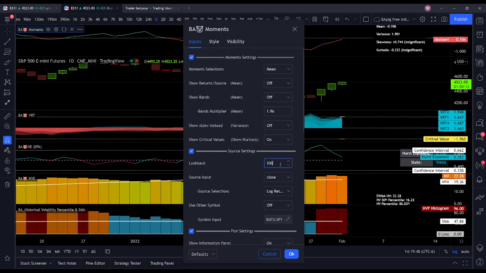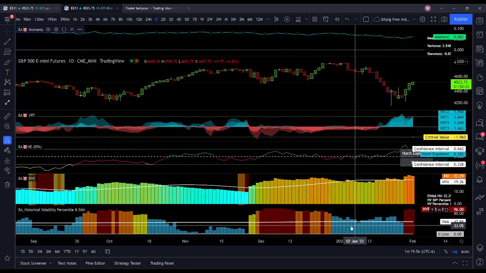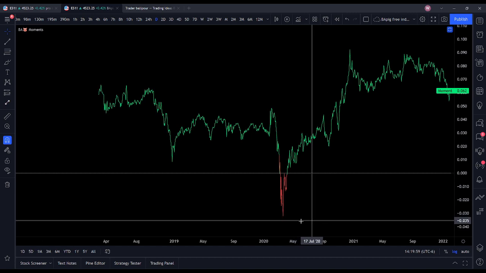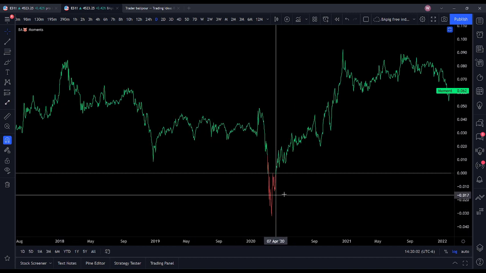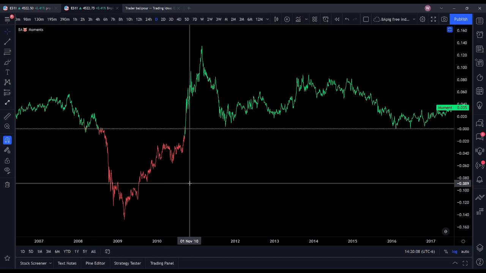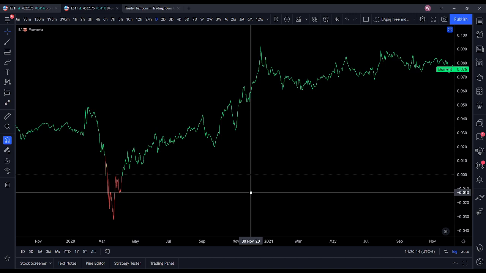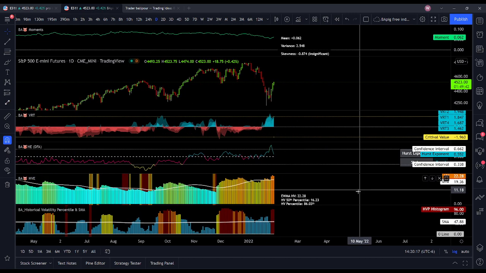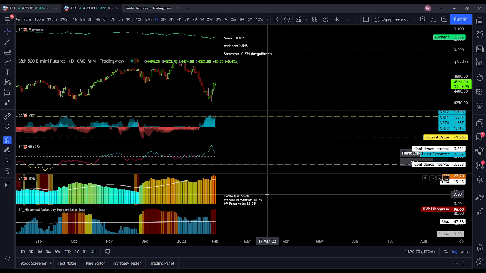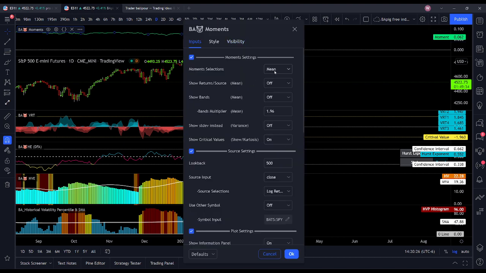I prefer having a higher sample length, even going upwards of 500, and that puts things into perspective. Long-term perspective, so the mean's gone negative in March, and then you can see that this is taking into account 500 daily candles. So that's a little bit more indicative of long-term for the S&P 500. So that's a great indicator.